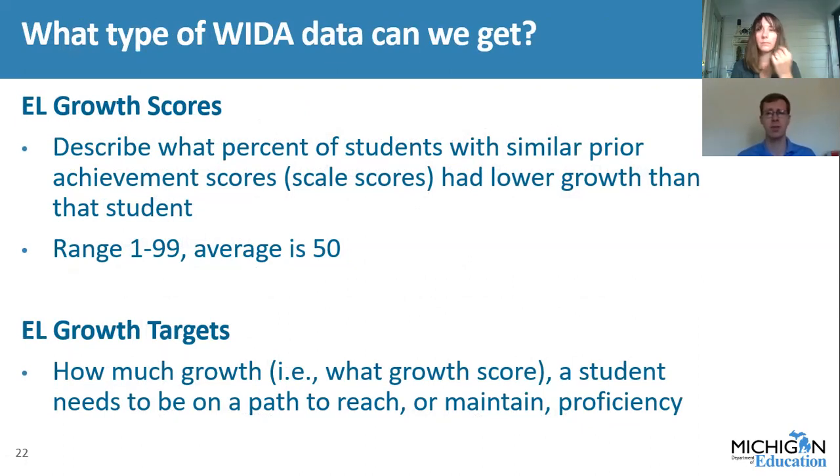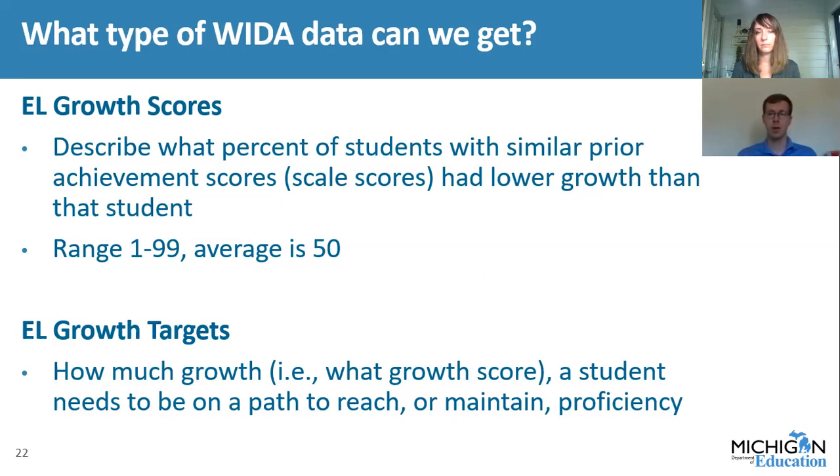So a growth score of 70 would be interpreted as 70% of students who had similar prior scale score histories ended up with lower performance than that student. So on the end test in the current year, 70% of similar students had lower scores. So this allows us to start placing students in, as they're progressing from year to year, are they having below average, average, or above average growth or progress? And that begins to help us look at what is normal: are they a little behind, are they right on track, are they a little ahead?